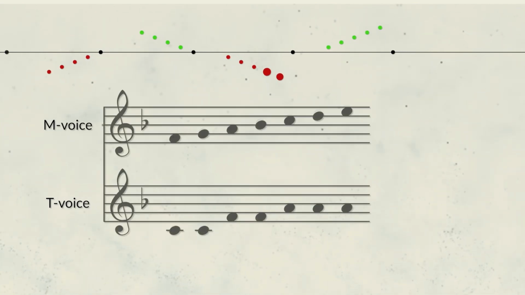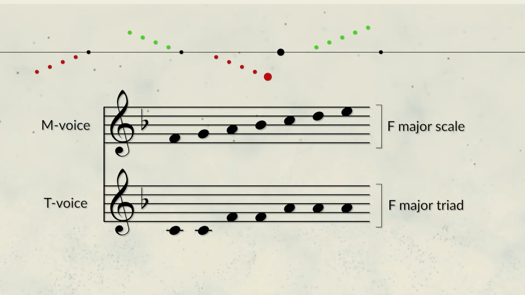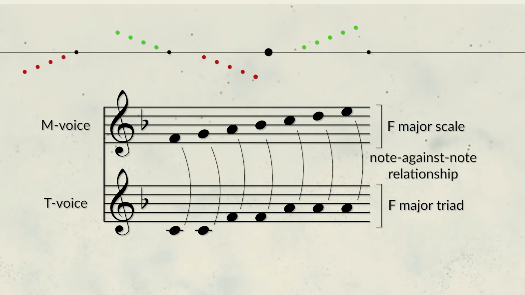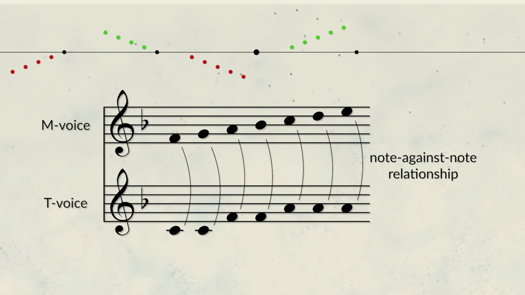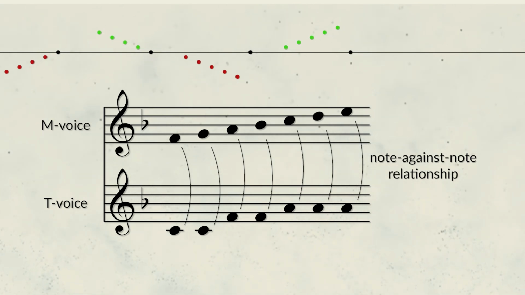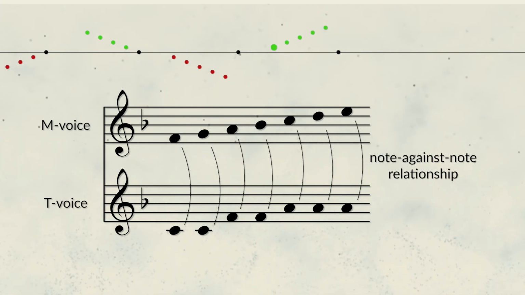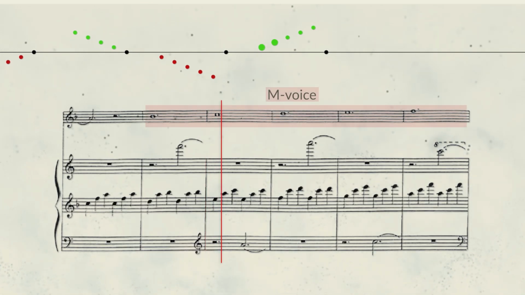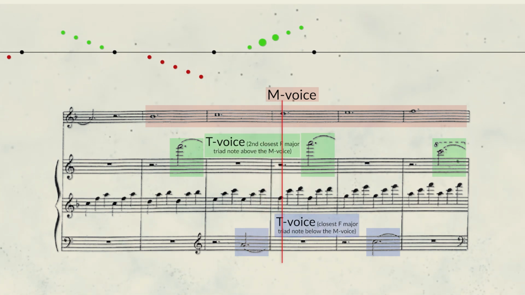These two voices generally follow a note-against-note relationship, meaning for each melodic note, there is a corresponding tintinnabuli note. How the notes are determined depends on the M voice and a predefined relationship between the two voices. This relationship is then maintained throughout the piece and strictly followed once the parameters are set.